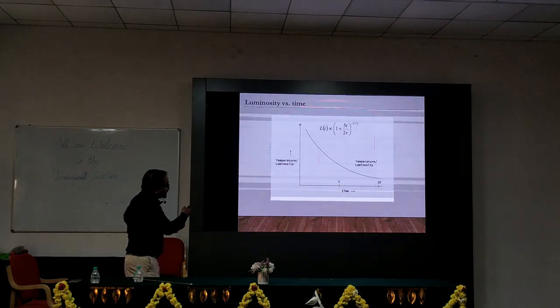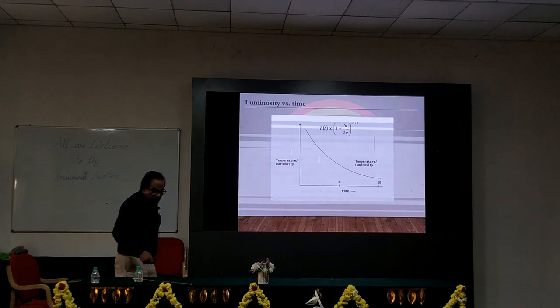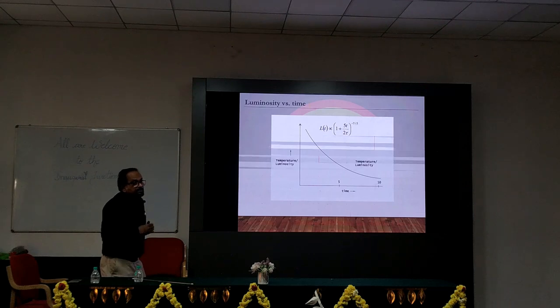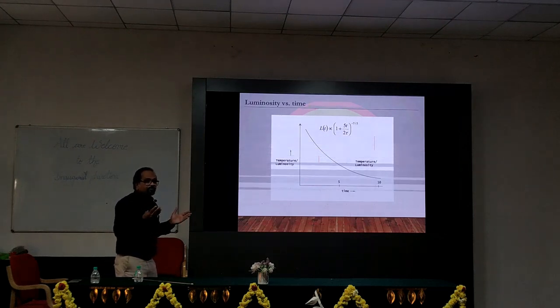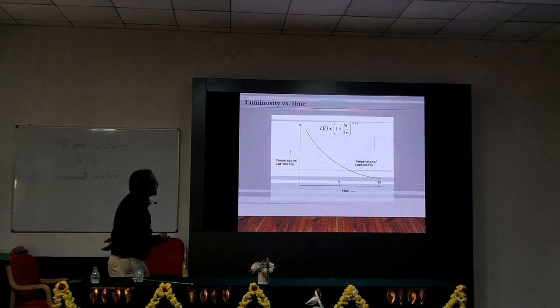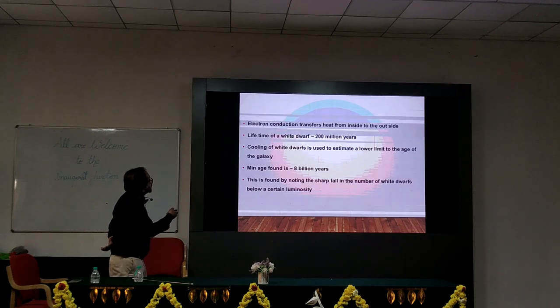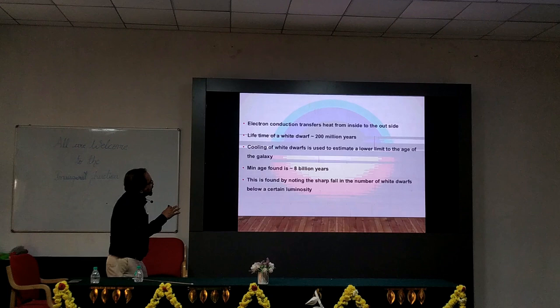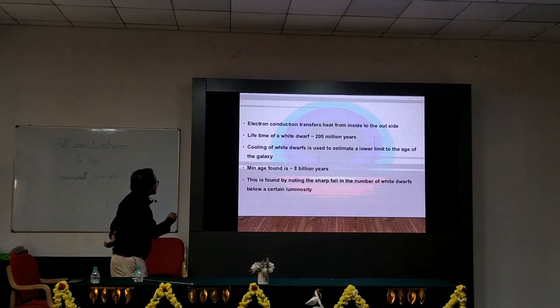So in the beginning there is a very fast decrease in temperature, and later on it flattens out, and it will stay there for a very long time as a low-luminosity faint object in the sky. Finally, it will end up as a black dwarf, so to speak. This is what I said: lifetime of the order of 200 million years. That is the expected lifetime, so it depends on the size and initial temperature of the white dwarf and so on.